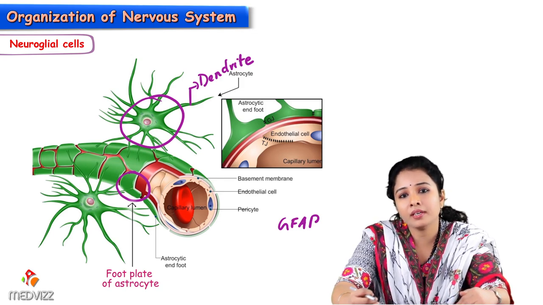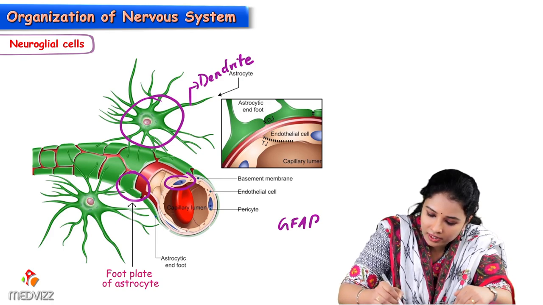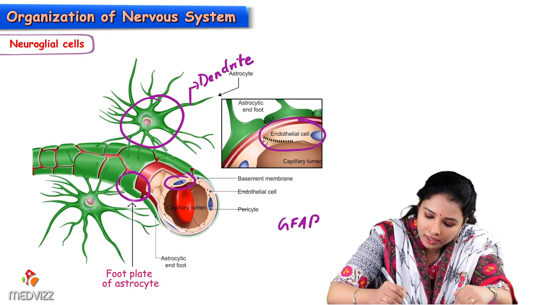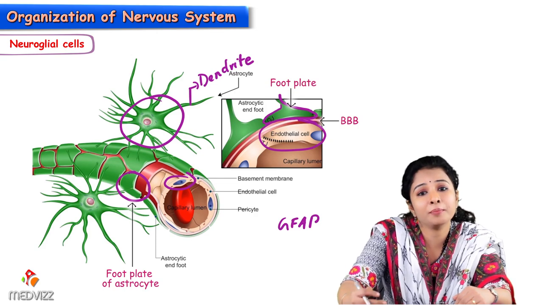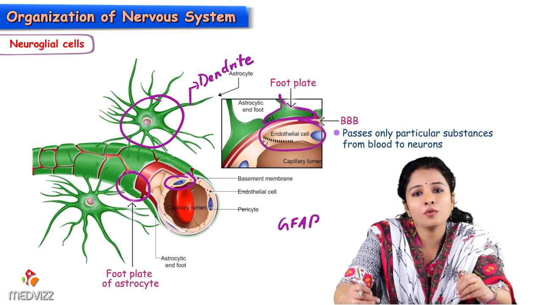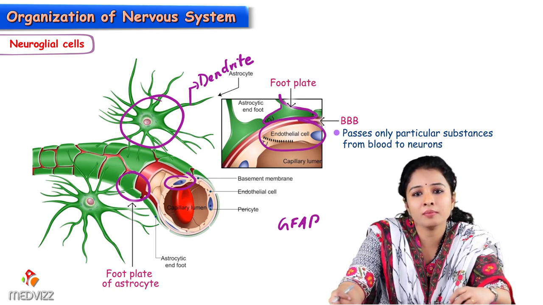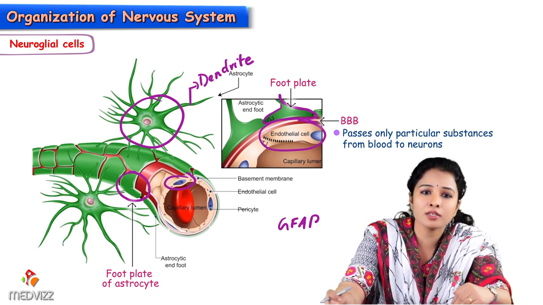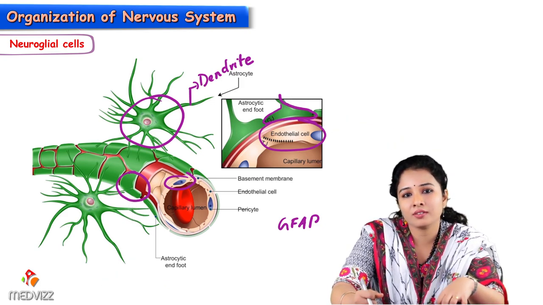So, the capillary wall, the endothelial lining, is enlarged and shown here, and we can see beautifully the foot plates of astrocytes forming the blood-brain barrier. Blood-brain barrier means they allow only particular substances to pass from the blood into the neurons. One more thing about these foot plates of astrocytes.